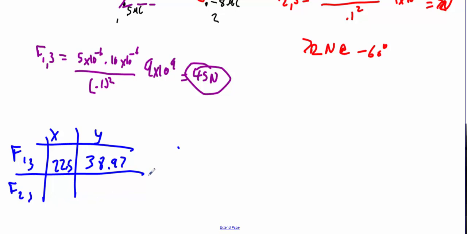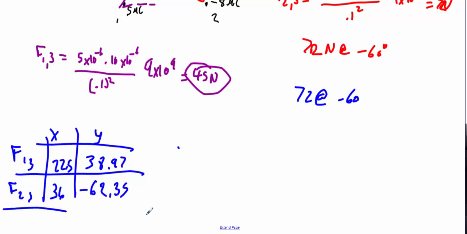The other one, F2 on 3, we have 72 at negative 60, and so the x component is positive, but the y component is going to be negative. So 72 times the sine of negative 60 is negative 62.35. And then I can just add up everything here. So 22.5 plus 36 gets me 58.5 newtons in the x direction. This one, 38.97 minus 62.35 gets me negative 23.38.